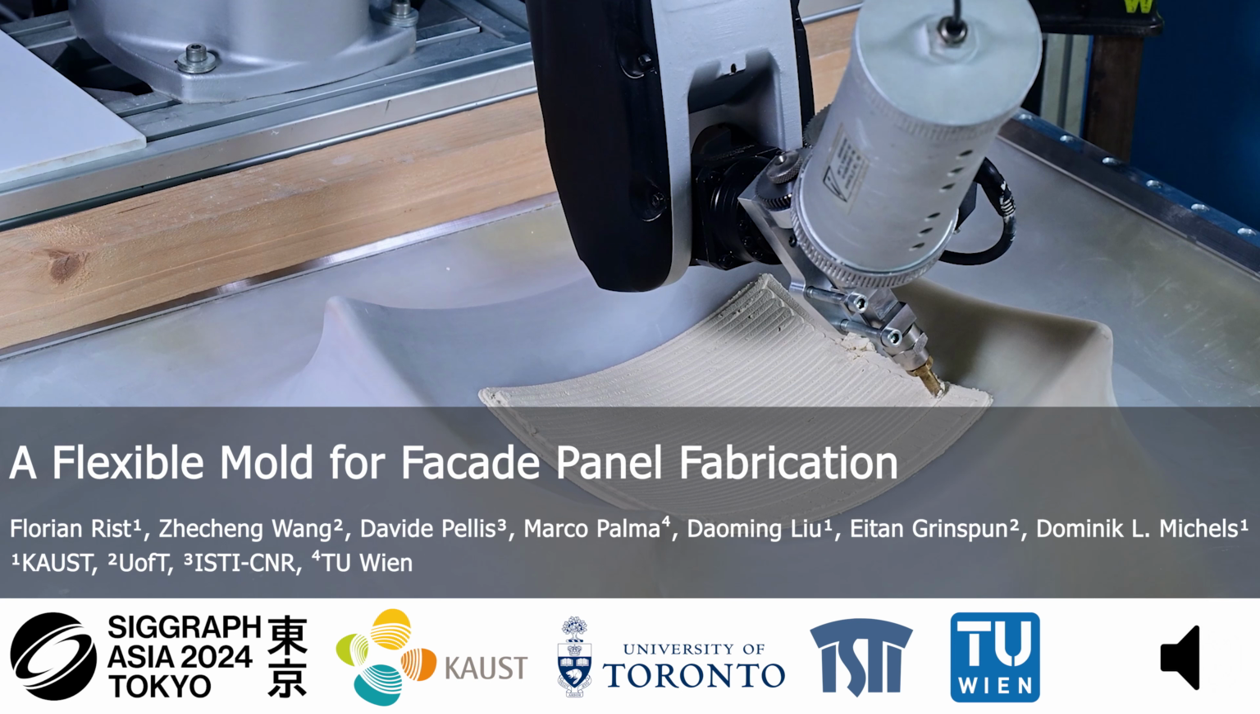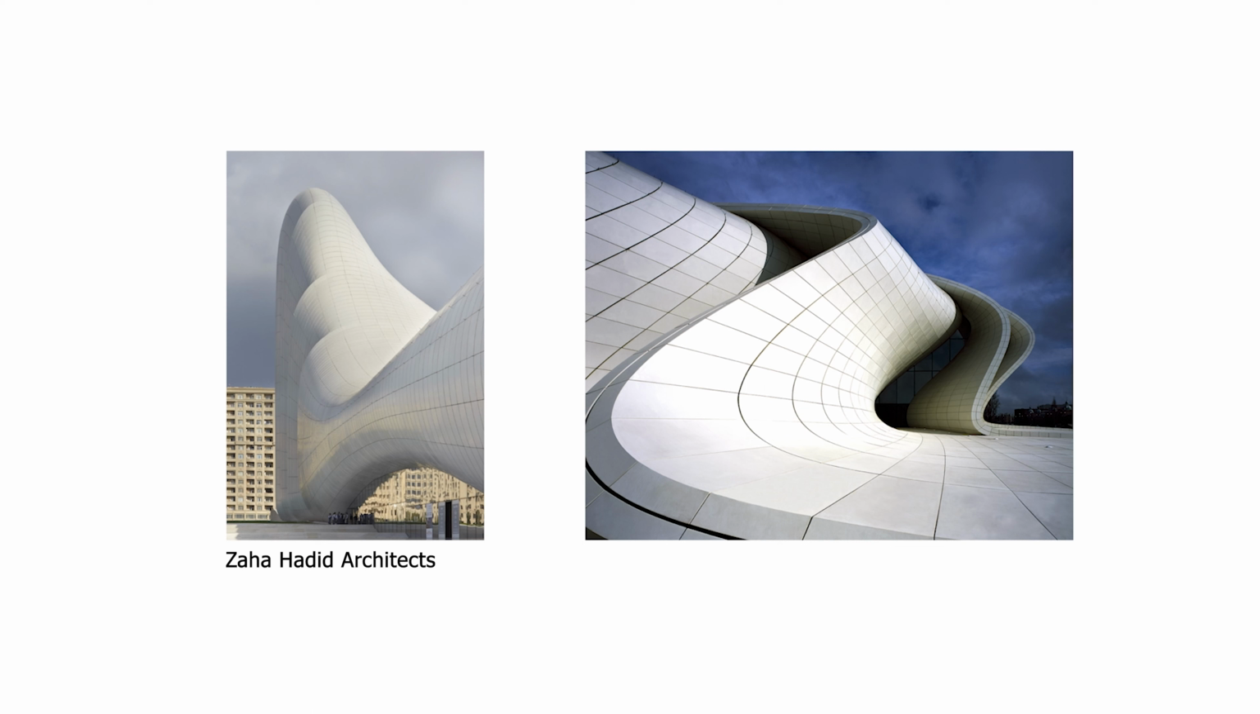A flexible mold for facade panel fabrication. Complex geometry plays an important role in contemporary architectural design. The freeform geometry is usually broken down into smaller panels to be fabricated. The Cultural Center in Baku by Zaha Hadid Architects is an excellent example of this process.